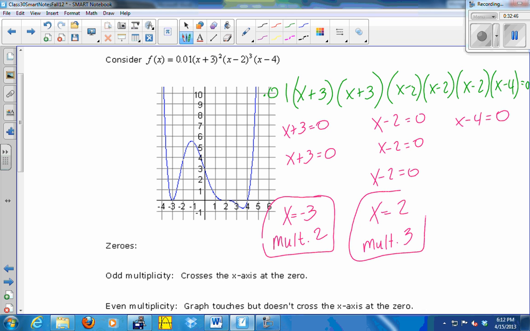Okay. And when you have odd multiplicity, it goes through the axis. But if it's odd and bigger than 1, it goes through and kind of flattens or stalls as it goes through. And then my last factor, x minus 4, set that to 0, I get x equals 4. I only had one factor of x minus 4, so x equals 4 is a 0 of multiplicity 1. And a multiplicity 1 is going to go right through the x-axis like a line. So that would be this 4 over here.